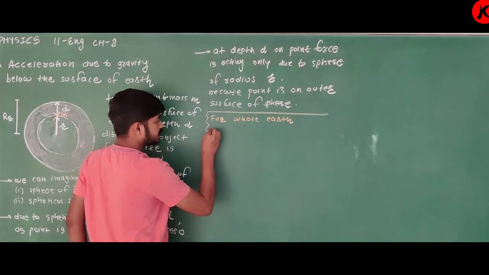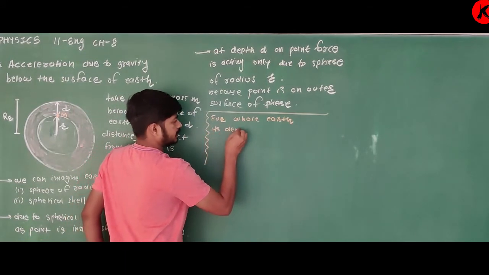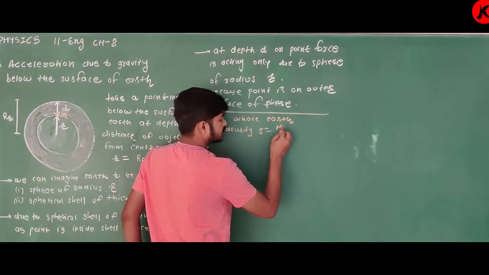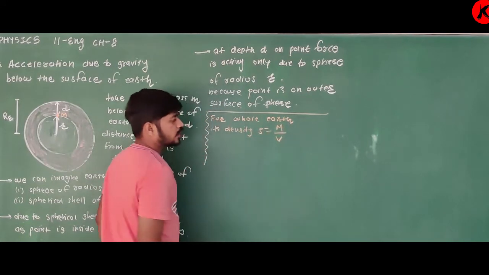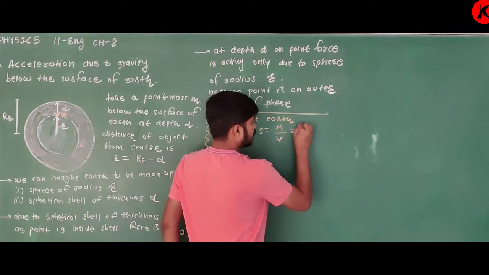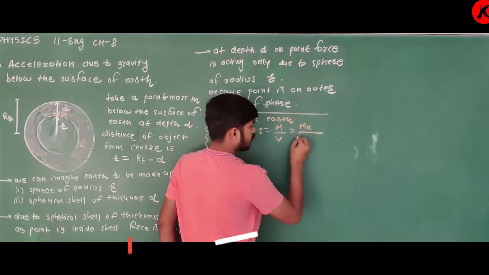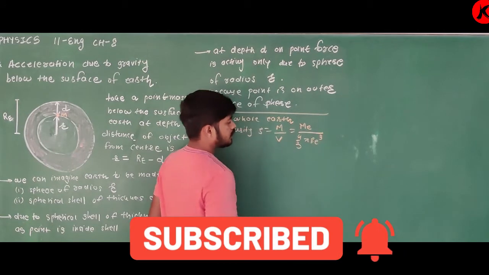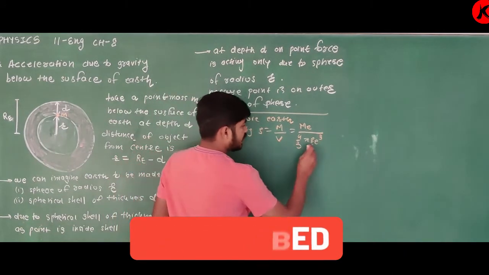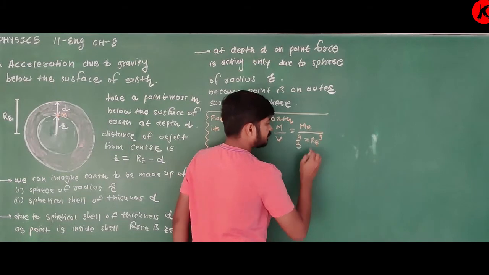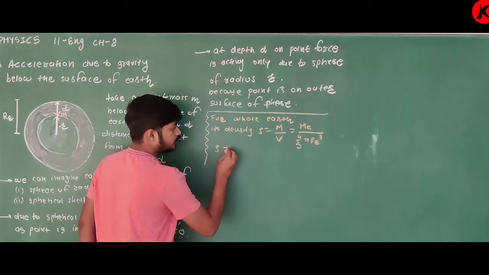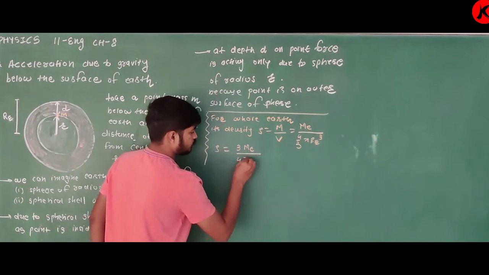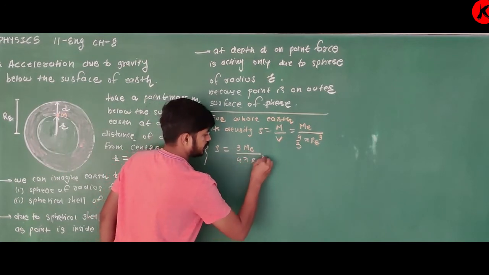Okay, it's density. Density rho is equal to mass upon volume. Mass of Earth we write as ME, and volume is 4/3 pi RE cubed. So I can write rho is equal to 3 ME upon 4 pi RE cubed.